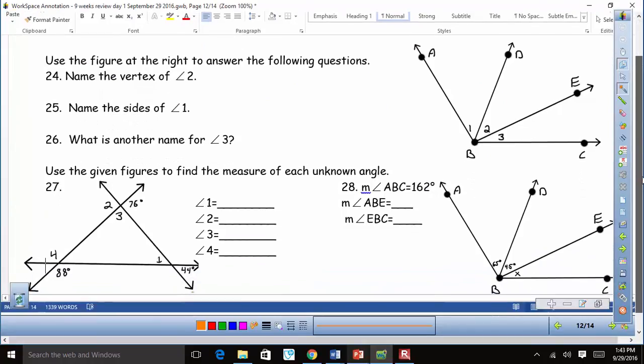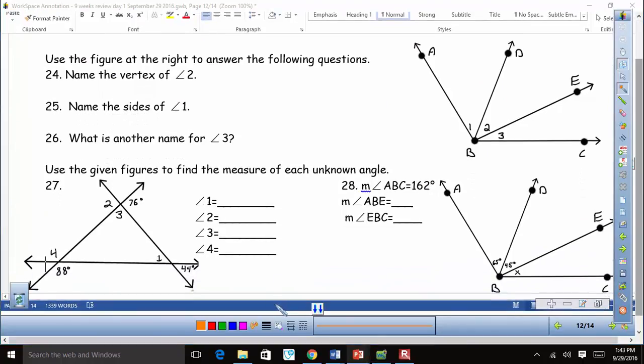Now I want to talk about angles. Who can tell me what the vertex for angle 2 is here? So angle 2. Yes, it is B. Our vertex is always going to be a point. Do y'all remember what a side is made up of? Anybody? Not lines, but they're actually rays.